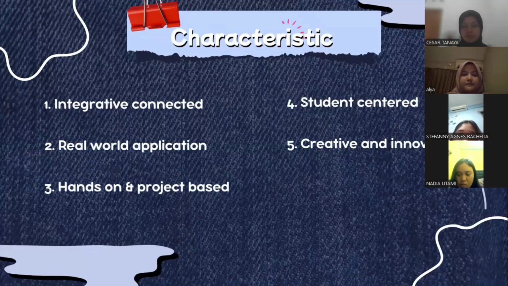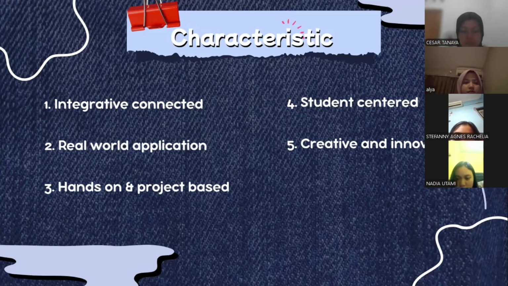Okay, we move to the characteristics of STEM. First is integrative and connected, so all subjects like science, technology, engineering, and math are linked together. So students learn how these subjects work with each other. And the second is real-world application. So students use what they learn to solve real problems in daily life, not just study from books.